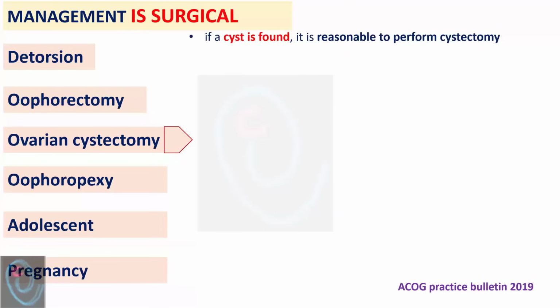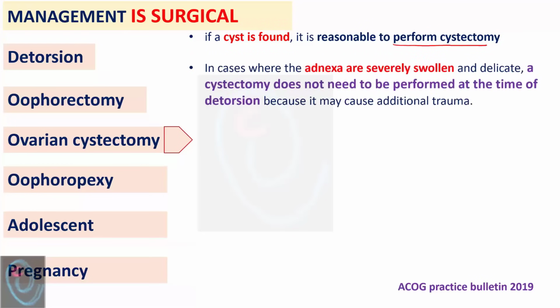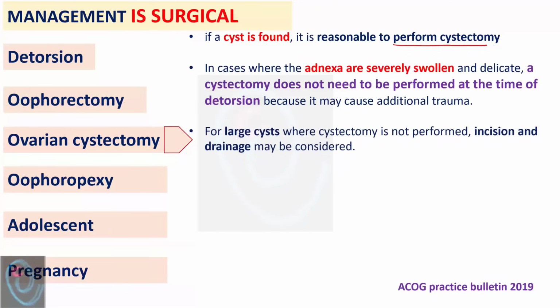In the presence of ovarian cyst, it is reasonable to perform cystectomy. In cases where the adnexa are severely swollen and delicate, cystectomy does not need to be performed at the time of detorsion because it may cause additional trauma. If there is a large cyst and cystectomy is not performed, incision and drainage may be considered.